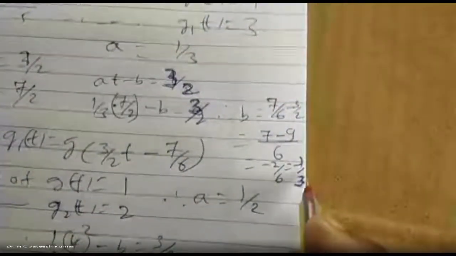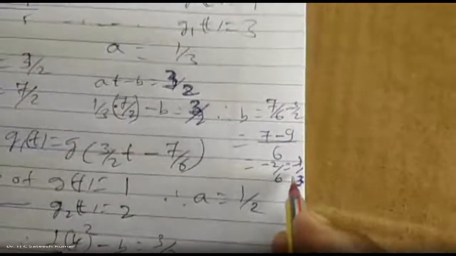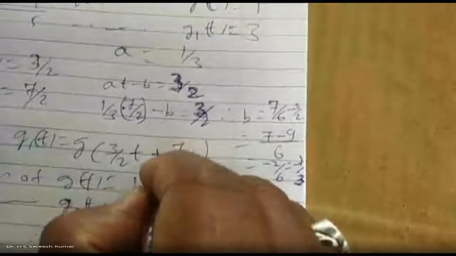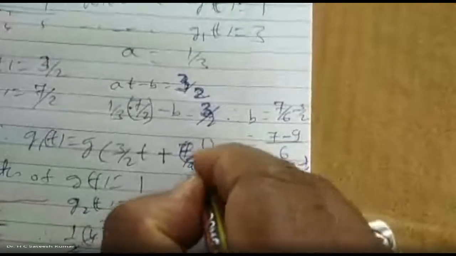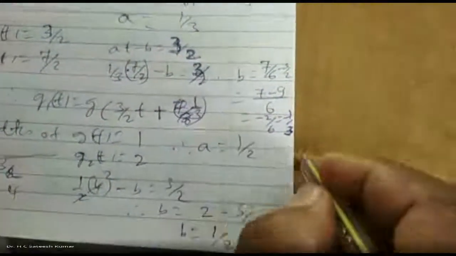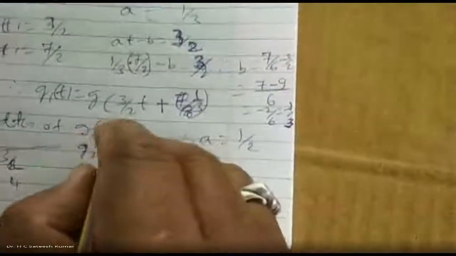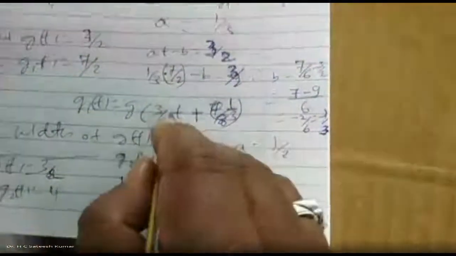Yes sir, minus 1 by 3 is right. Okay, so minus 1 by 3. Therefore, minus of minus will become plus. Plus 1 by 3 you will get. So therefore G1 of t is nothing but G of 3 by 2t plus 1 by 3 you will get. Okay. Similarly, this one.